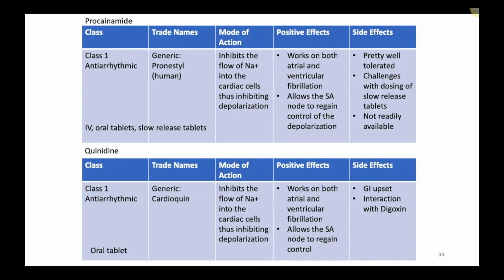Challenges with dosing of slow-release tablets, always keep that in mind, and it's not readily available for veterinary use. Quinidine, which I feel like I've been calling quinamide. Anyways, it's quinidine. It's a class 1 antiarrhythmic that we give as an oral tablet. Cardioquin is a trade name, or quinidine as the generic. It inhibits the flow of sodium into the cardiac cells, thus inhibiting depolarization, just like its buddy up top. Works on both atrial and ventricular fibrillation and allows the SA node to regain control. Side effects with this one, more GI upset, and of course that interaction with digoxin, which isn't unrealistic that an animal would be on both quinidine and digoxin.